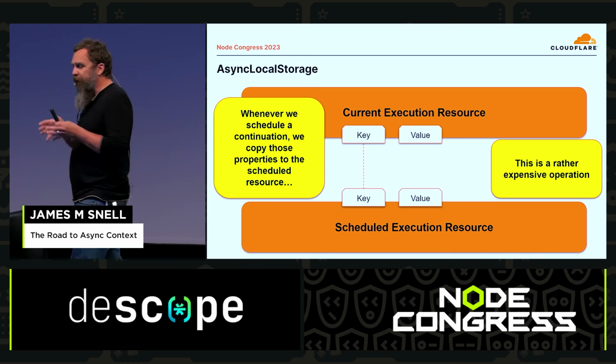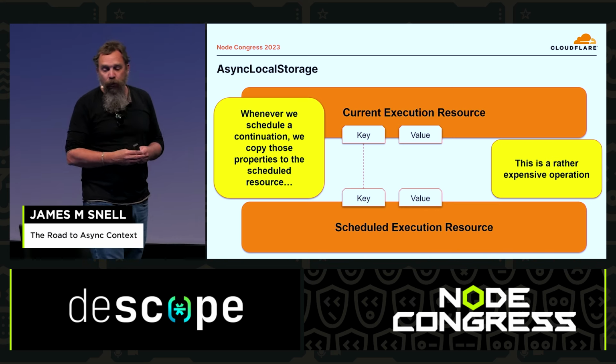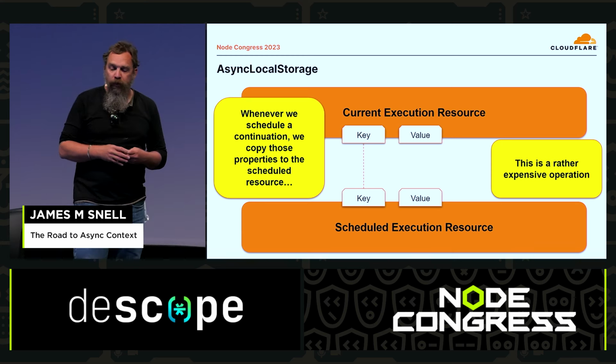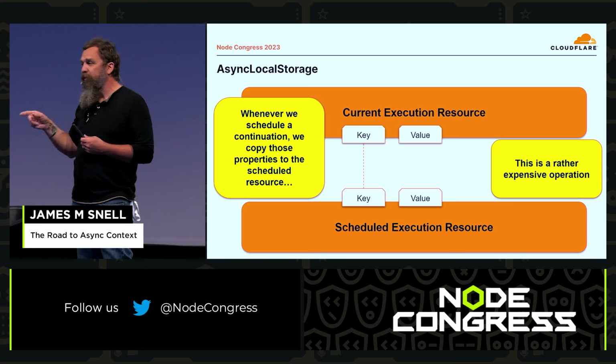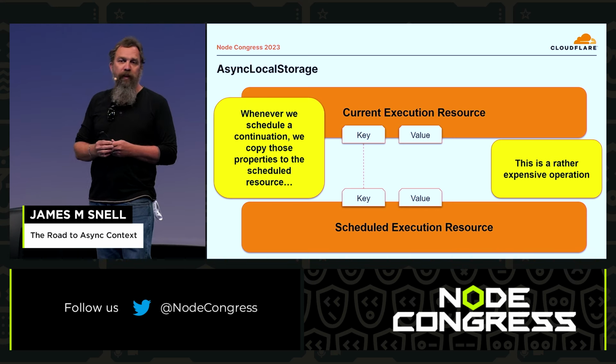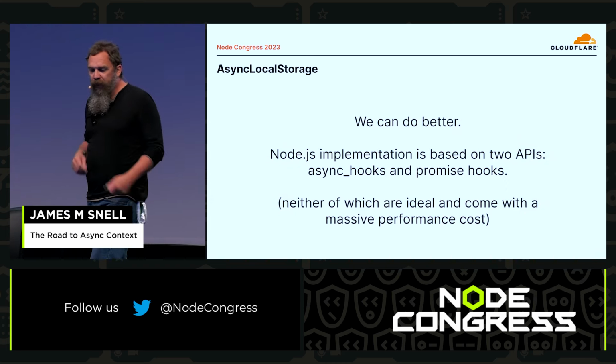Right? That is an incredibly expensive operation. I have seen cases where just turning on async local storage in a heavy application has been a 30 to 50% performance loss. And that's being fairly conservative. Right? So we can do better.